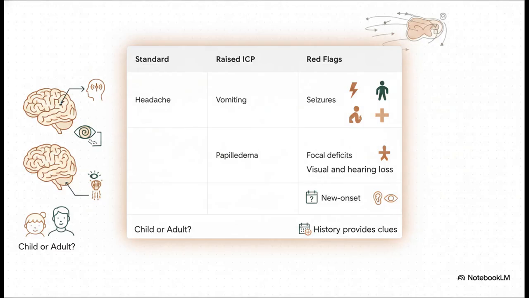When you're dealing with a new brain mass, the key is separating a standard headache from signs of raised intracranial pressure. Things like vomiting, papilledema, or hydrocephalus. Keep a close eye out for new onset seizures, specific focal deficits, distinct personality changes, or shifts in visual fields and hearing. You also want to look for crucial history clues, like if the patient is immunosuppressed or has a known cancer history. And always anchor your differential on whether you're looking at a child or an adult.